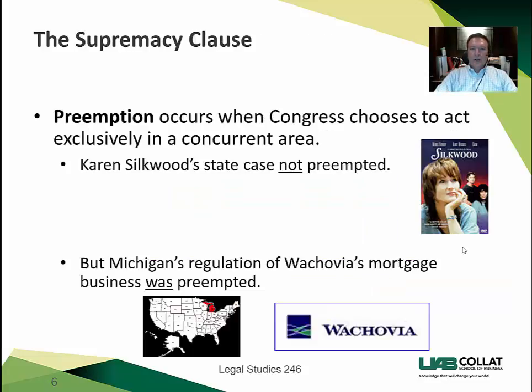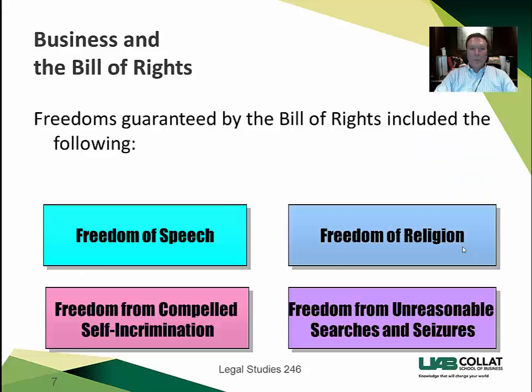The Supremacy Clause says that if a state were to try to pass a law that is in the same field as a federal law, the federal law will preempt the field and push the state law out of the way. That's what happened, for example, a few years ago when Michigan attempted to regulate mortgages at the same time that a federal law, the National Bank Act, regulated mortgage lending in the same way.